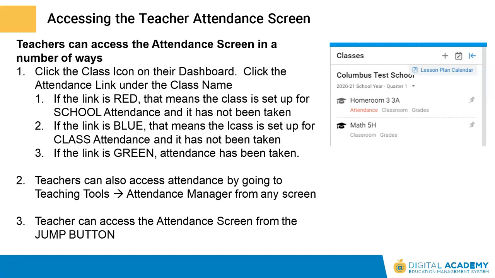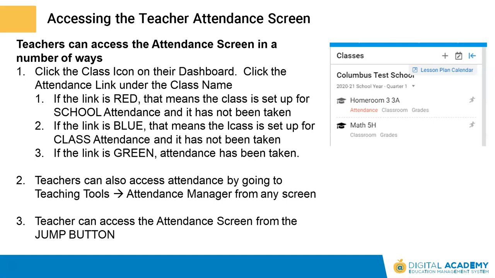If the link is blue, that means the class is set up for class attendance and it has not been taken. Class attendance is optional. If the link is green, that means that attendance has been taken. If there is no attendance link, that means that that class has not been set up by the administrators for attendance.